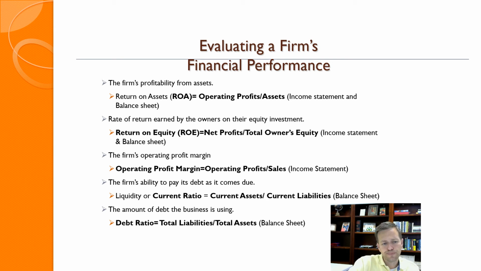All right. The next one is the operating profit margin. The formula for that is my operating profits, the same thing I used in the ROA, but instead of dividing by assets, I'm going to be dividing by sales. So basically, for every dollar in goods sold, how much of that is profit? That's what the operating profit margin ratio tells me. And I can calculate that wholly from the income statement.